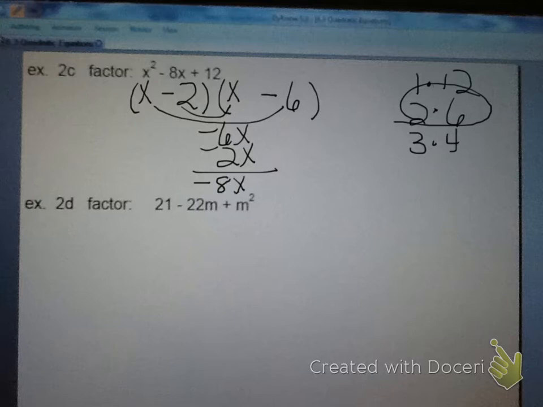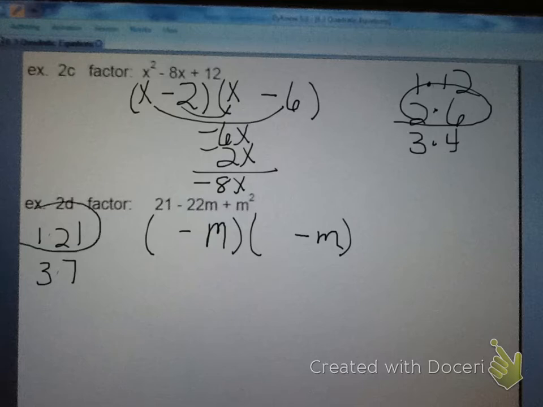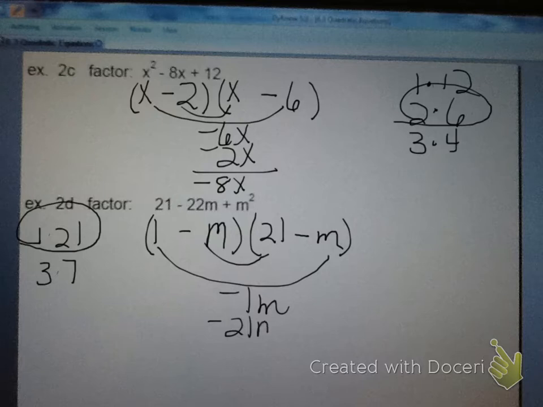Now, example 2d, it's backwards. Just leave it backwards and factor it backwards. As long as the first term is positive, you can leave it like this. So, we look at our last sign. The last sign is positive, so they're both going to be whatever the first sign is, which is negative. Factors of m squared, it's in the back, so we're going to put it in the back of the binomial. Factors of 21, 1 and 21, 3 and 7. Now, which factors add up to get 22? The 1 and the 21. Check your outside and your inside, and that's your middle term.